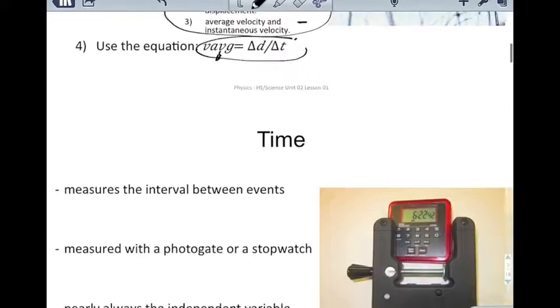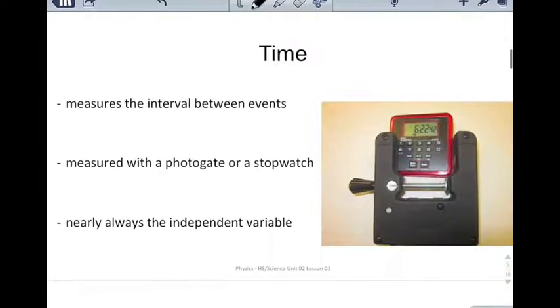So let's take a look at our variables that we investigated. The first one is time. And time is the interval between events. Time is a difficult thing to conceptualize other than the fact that you already know what time is and you've dealt with time your entire life. Time is generally measured in this class with a photogate and a stopwatch.